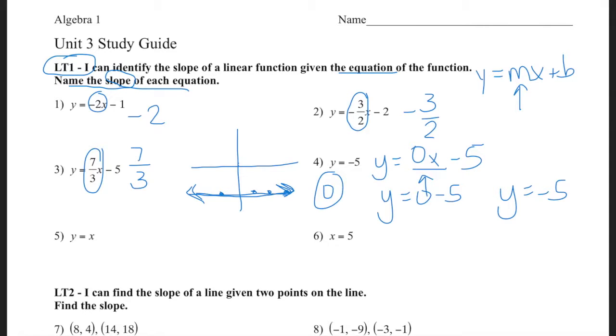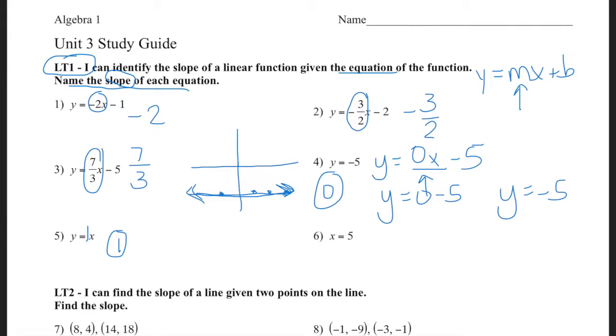The answer to number 5, we have the x value, but there's no number there. Hopefully you'll remember that the coefficient of x when there is no number there is 1. So our slope is 1. Now for number 6, we do have an x term, but we have x = 5. This is not in y = mx + b form, and we don't even have a y.